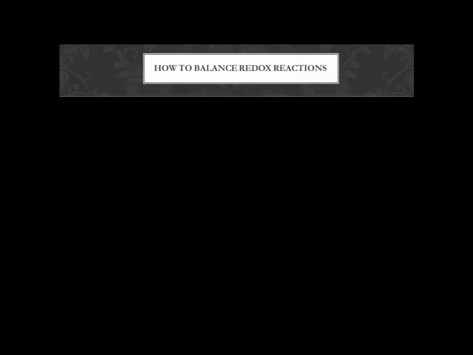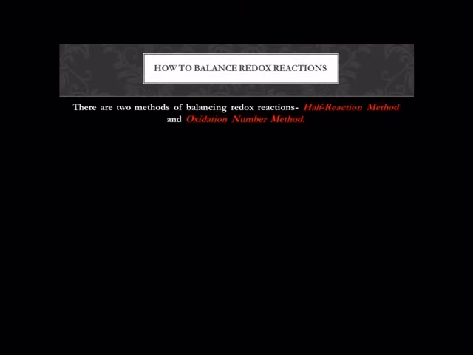So we'll understand how to balance a redox reaction. A redox reaction can be balanced by two methods. One is called the half reaction method and the other is called the oxidation number method. These are two important methods which we use to balance redox reactions. But in electrochemistry, where we have two different cells, in one of the cells the oxidation is occurring, and in the other cell reduction is occurring.